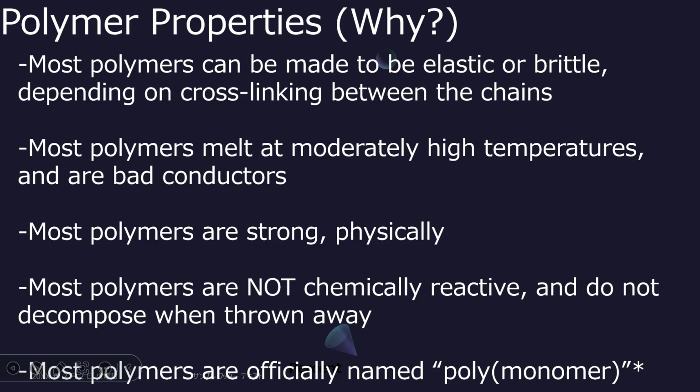So for naming, most polymers are officially named poly and then the monomer. Okay, polymonomer is not a real name, but if the monomer was ethene, like on my previous slide, we'd have polyethene. If the monomer is styrene, polystyrene. If the monomer is vinyl chloride, the polymer is polyvinyl chloride. So just take the monomer name and put poly in front. That's the polymer name.